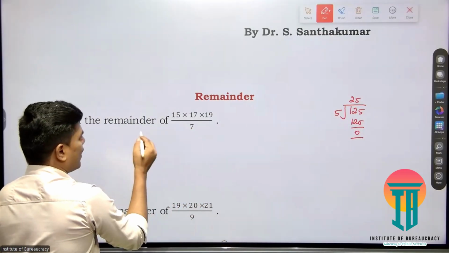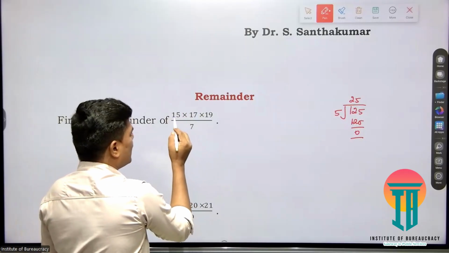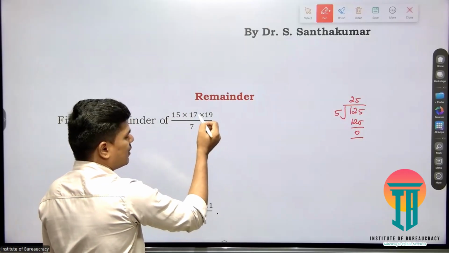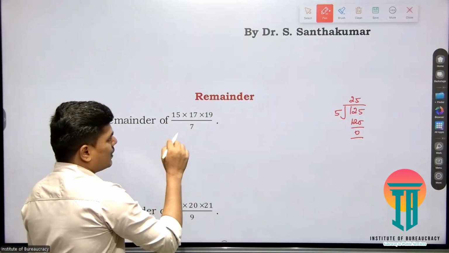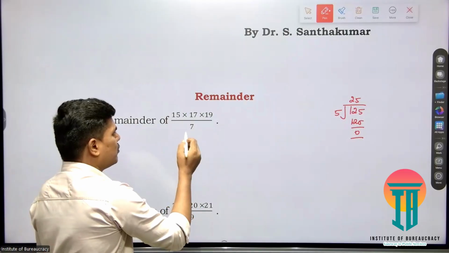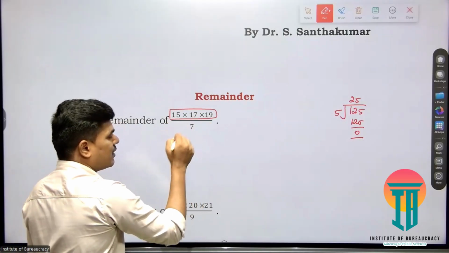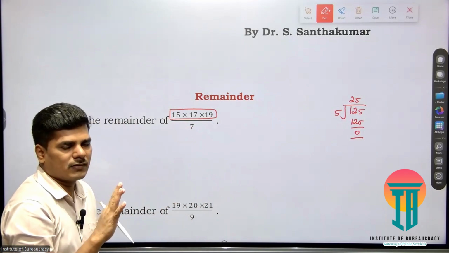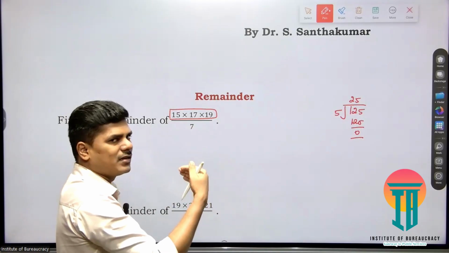So you want to find the remainder of this expression. But here they have multiplied 15, 17, 19 and they are dividing by 7. One thing we can do is multiply all these numbers and then divide by 7, but it will take time. So if you want to do it much faster, we have to apply the remainder theorem.